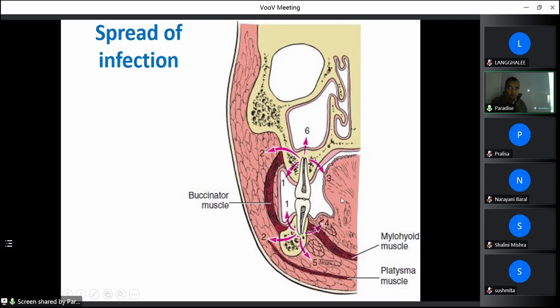Similarly, if you see the mandibular teeth, let's say a mandibular molar tooth, again it depends. If there is periapical infection, the infection will spread, and if the cortical perforation is present below the attachment of buccinator muscle, it will lead to vestibular space infection or vestibular abscess formation. If the buccal cortical plate is perforated above the attachment of buccinator muscle, it will lead to buccal space infection.